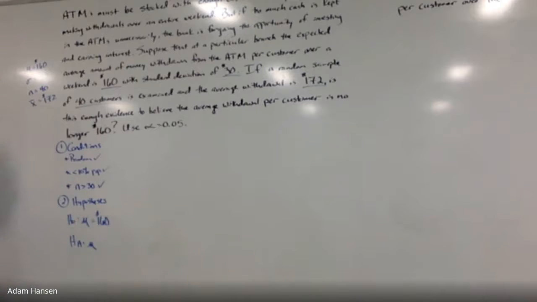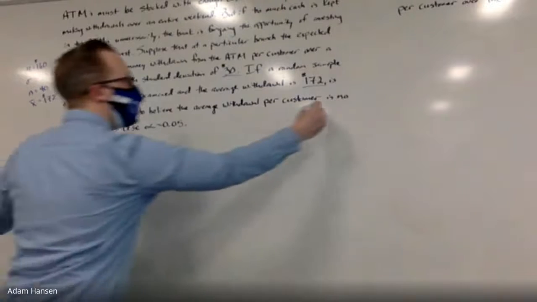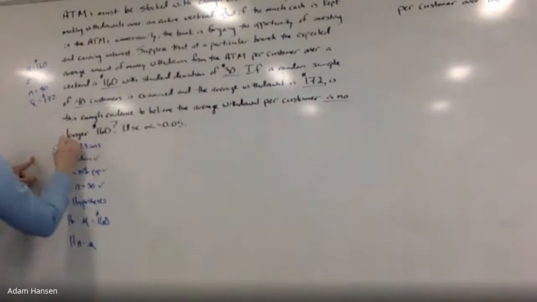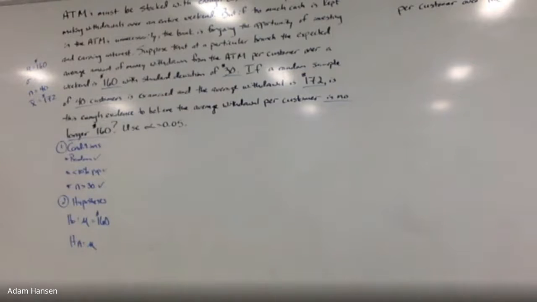What are we trying to show as a result of this sample data? That it no longer equals 160 bucks. How do I rephrase that for my alternative hypothesis? Mu does not equal 160. That tells me a lot about how I'm going to proceed. Is this either a one or two tail hypothesis test? Two. You bet.